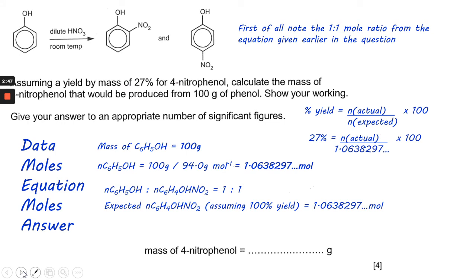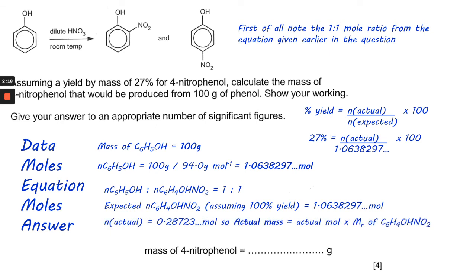So the 27% equals the actual number of moles, because the actual number of moles will give you the mass of nitrophenol. Remember, we're looking for the mass of nitrophenol that would be produced from 100 grams of phenol. So we know that we have 27% as our yield. We know that the expected number of moles, if we had 100% yield, would be 1.0638297... So we need to rearrange that so that we get the actual mass. So the actual mass is the actual moles times the Mr of C6H4OH-NO2, which I think is 139 grams per mole. And that gives us 39.9 grams.